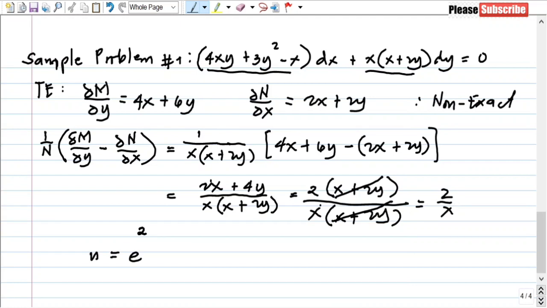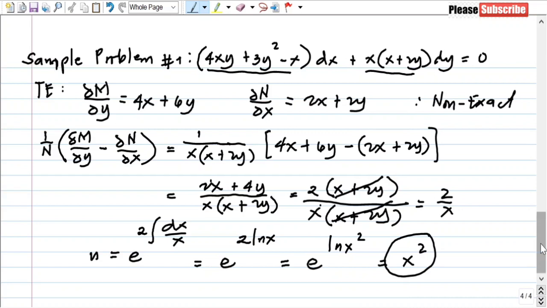So, we have 2, ilabas natin yung constant, and then dx over x, such that kung i-integrate natin yan, that will be e to the 2 ln of x, or e to the ln of x quantity squared, so e to the ln. Ano mangyayari? That will be x squared lang. Ito na yung integrating factor natin.